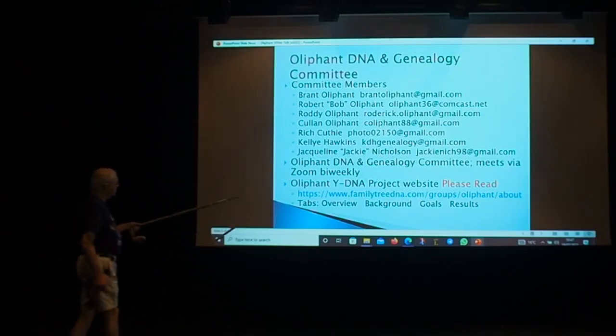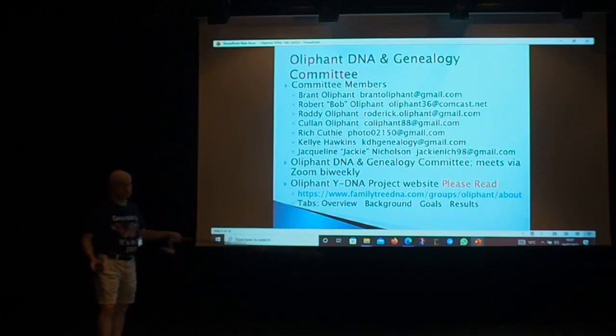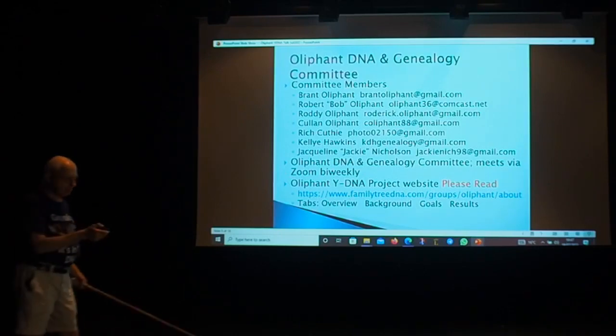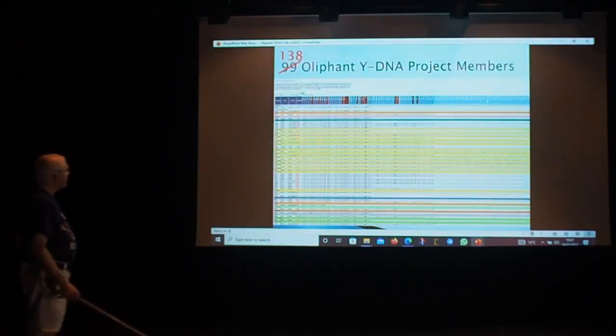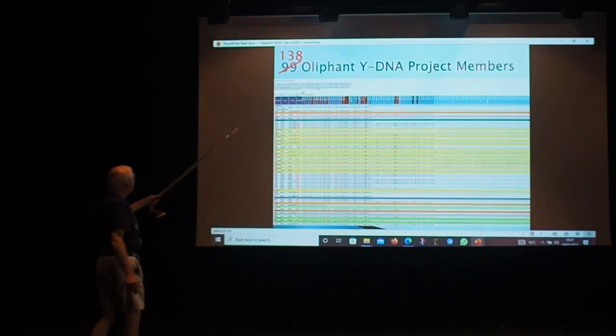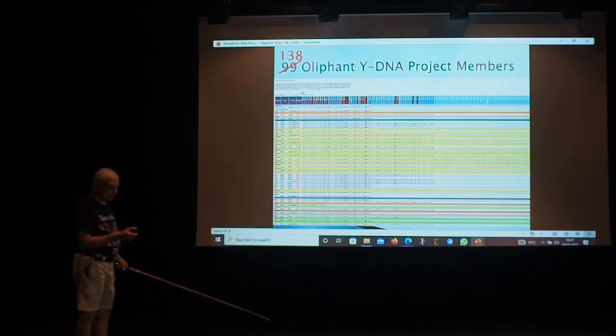And I would urge you all to look at this family tree Oliphant group URL. It has 4 tabs, and the last one, results, gives the results of all of the people that have been tested today. And they look something like this. I don't want you to memorize this, but this is actually the same chart I used 4 years ago when I gave this talk. At that time, we had 99 members of the project. We're up to 138 now. So that's a really good thing.